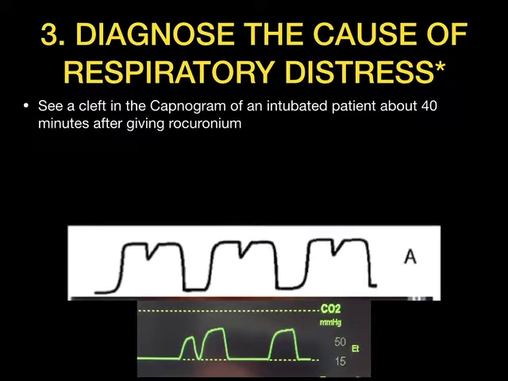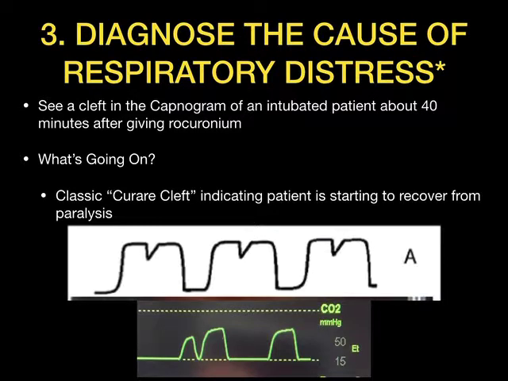We can also diagnose other things. Let's look at this capnograph. Say we see this in a patient who'd been intubated about 40 minutes after giving rocuronium. What's going on here? Well, here we see what's called the classic curare cleft, where our patient starts to have a little bit of an inspiration and tries to suck back in that CO2 from its plateau. And you see that represented here as an inspiratory effort versus the normal classic pattern.